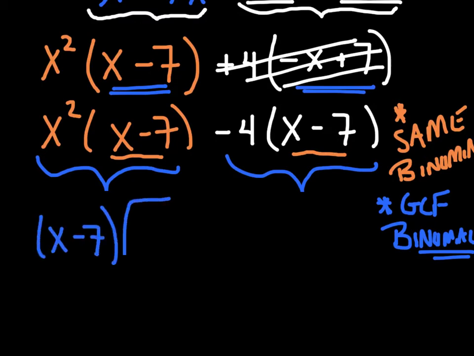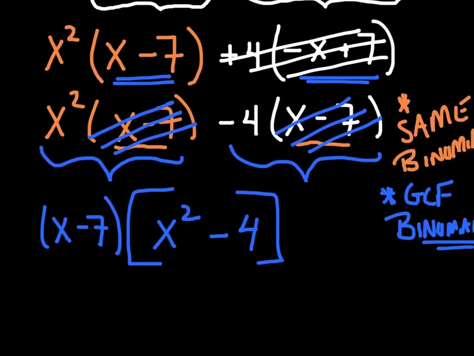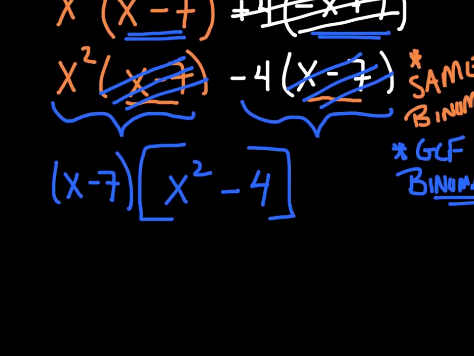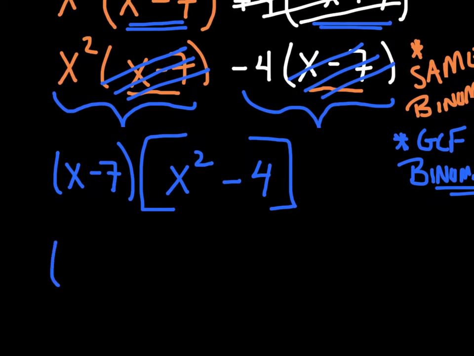And in a nice bracket, I want you to write what's left. If you take the x minus 7 out, you're left with just x squared. And if you take the x minus 7 out over here, you're left with a negative 4. We've got that in a nice bracket. Now I'm almost done. I just have to make sure I'm factored completely. x minus 7 cannot get factored anymore.